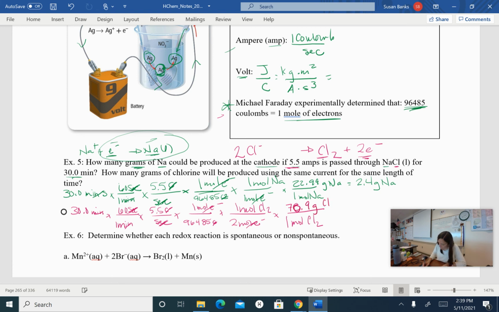70.9 grams of chlorine. Okay, I only have 2 sig figs because of that 5.5 coulombs. So this will give me 3.6 grams of chlorine that I will be able to get. So 3.6 grams of chlorine for 30 minutes.